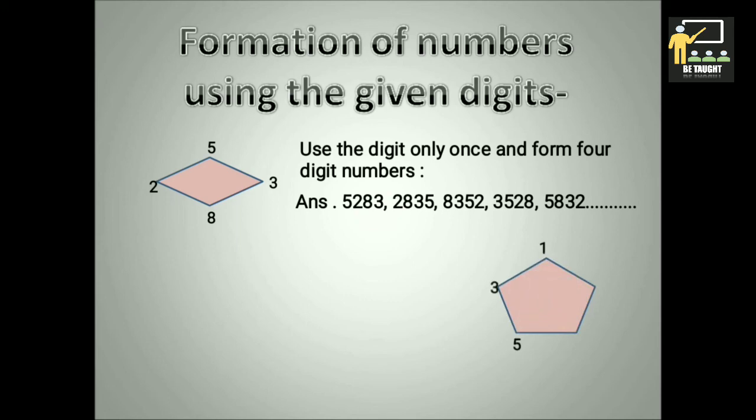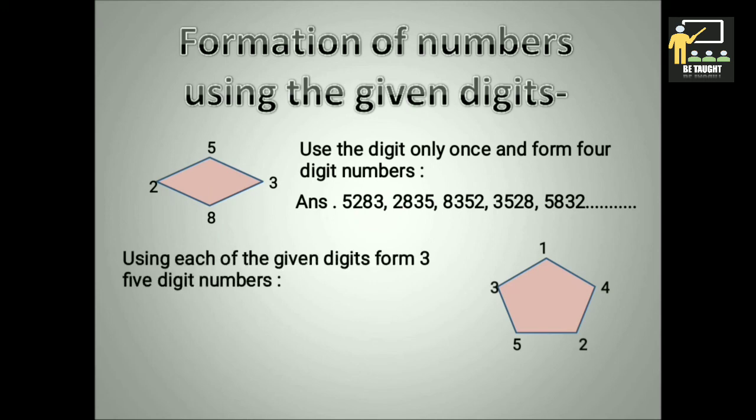One more figure is given to us. Using each of the given digits, form 3 5-digit numbers. So you have to form only 3 5-digit numbers using the given digits. So 13,524, 14,253 and 12,345 are the numbers which we have formed.